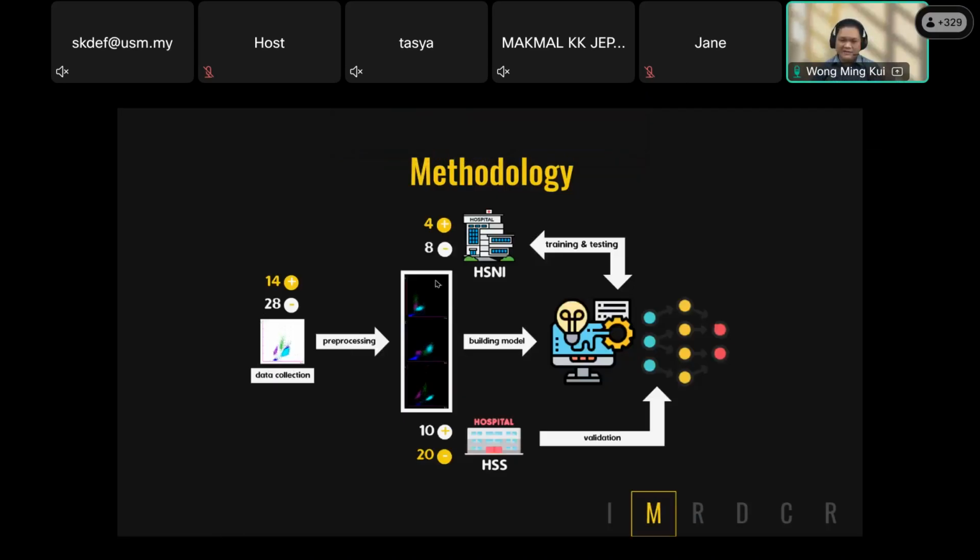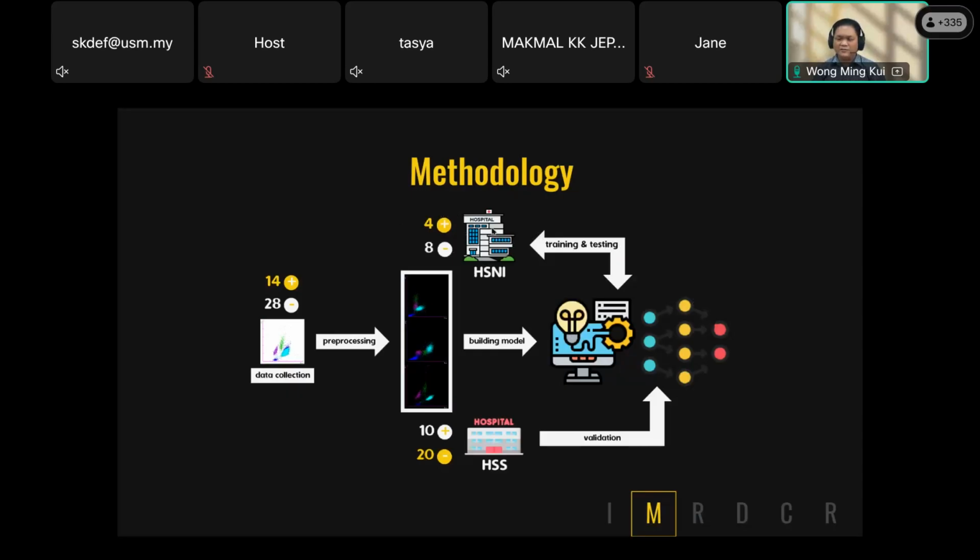But in this research, I combine all three graphs into one, and I change the background to black color. This is just so that it's easier for the machine to interpret. So this is just the first part, the pre-processing. After pre-processing, the image is sent to the model, and we start building the model. Then the training and testing part goes back and forth. This part is repeated multiple times.